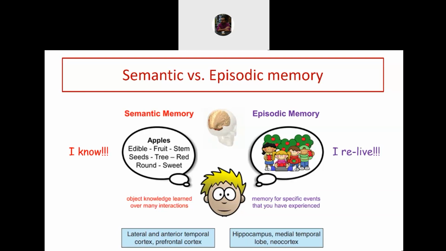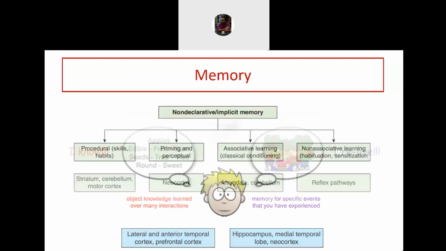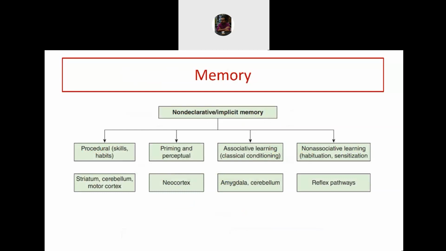After the declarative memory, which is either facts or events, we now come to non-declarative or implicit memory. The implicit memories are mostly skills that you develop. They are not exactly facts that you can talk about, but things that you can perform. And we will discuss all these different types separately.